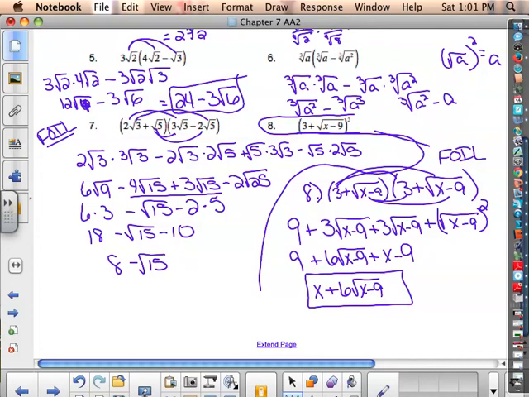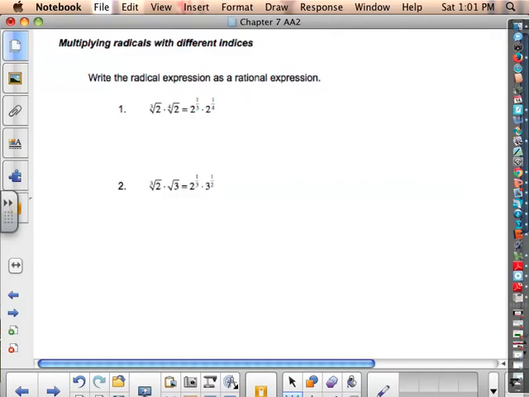Now we're going to look at multiplying radicals with different indices. Before, they've all been the same. Now we're going to take a look at what happens when they're not the same. How do I handle that? So when I have the third root of 2 and the fourth root of 2, I'm dealing with like bases. So if I rewrite those radicals as rational exponents, then I know how to handle those.